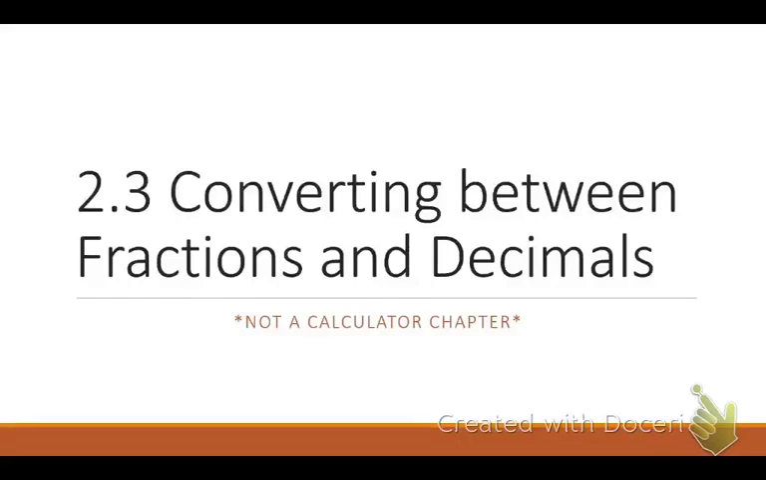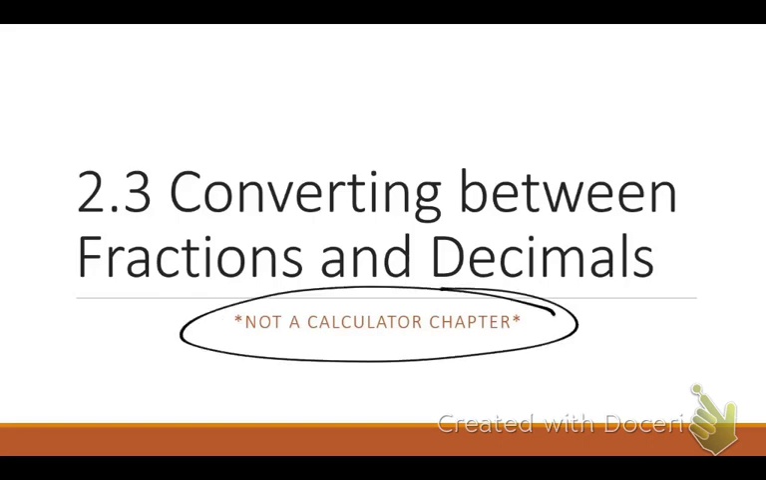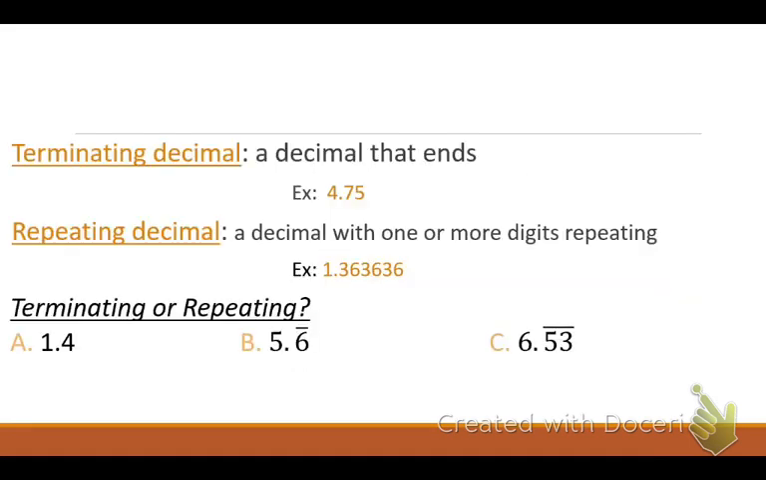Today we're starting 2.3, converting between fractions and decimals. Just as a reminder, chapter 2 is not a calculator chapter. It will come, but for now we're still working through that math. The first thing I want you to do is pull out your red pen. The things that you see here, I want you to write them in red pen on your paper. Remember, we're working on section 2.3.